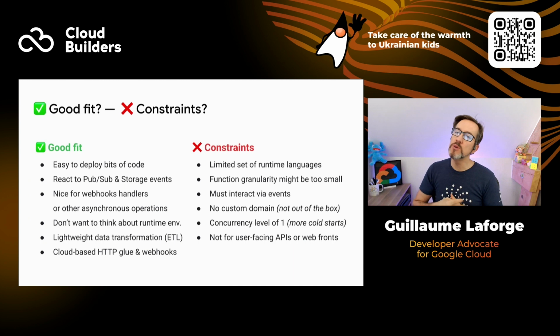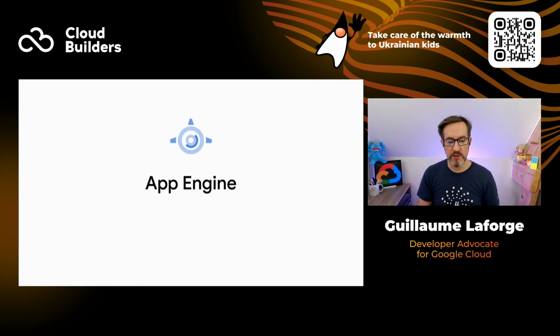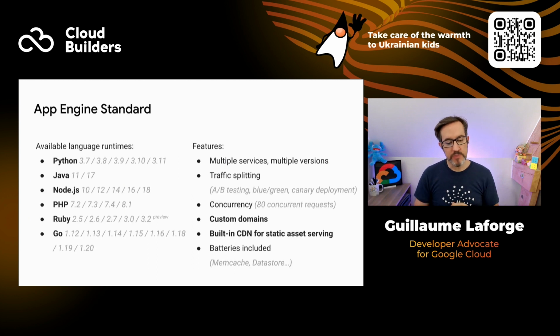I wouldn't use Cloud Functions for web front ends because of potential cold starts, etc. So that's more for asynchronous kind of work. With App Engine, again, same thing. There are 7 runtimes available. For Java, we have Java 11 and Java 17. So we focus on the LTS versions rather than each and every version. So there's no Java 20, for example. And I think the next LTS will be 21, if I'm not mistaken.